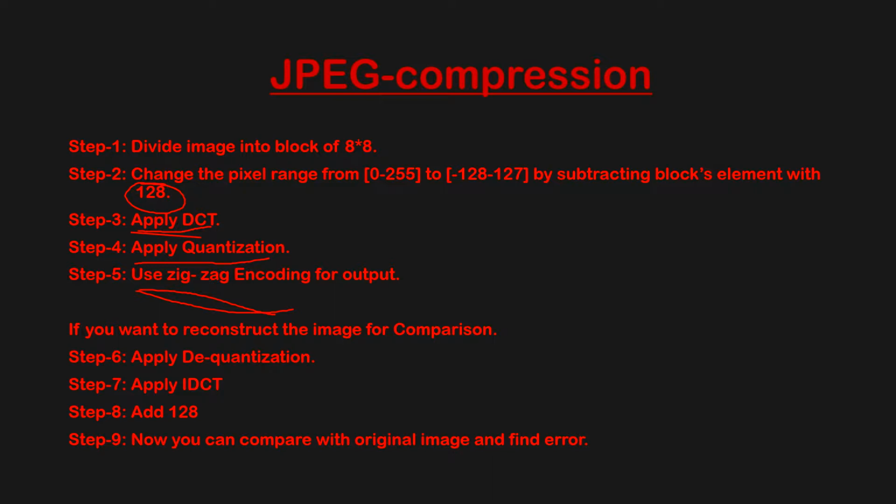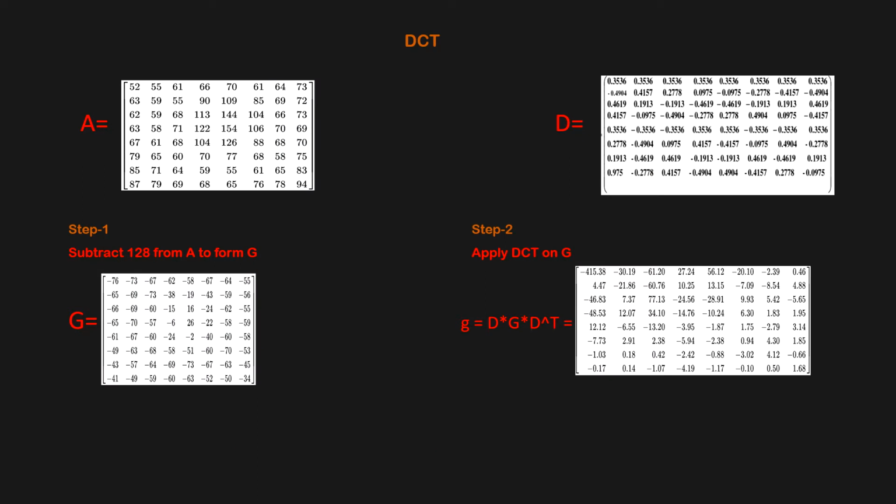For reconstruction we apply dequantization and IDCT, meaning inverse discrete cosine transformation. So we'll do all these methods. First, take a sample of an 8 by 8 matrix. Suppose this is the 8 by 8 matrix, so take it as a sample.